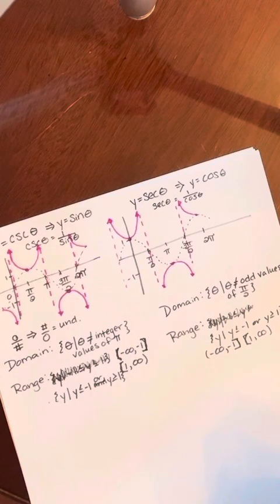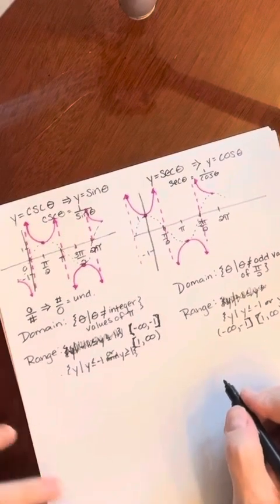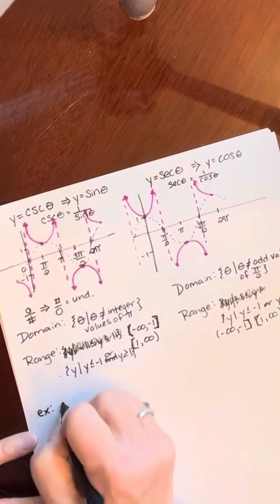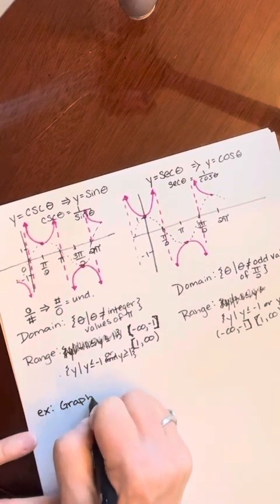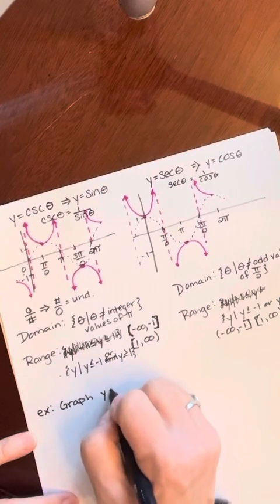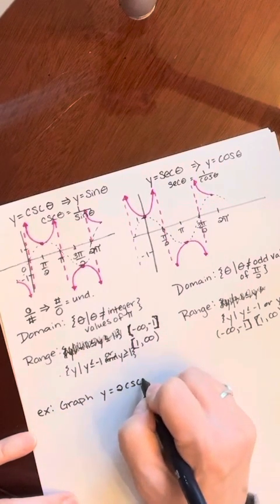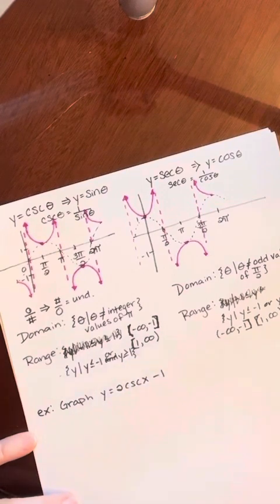All right, so you're doing okay with these? They're pretty straightforward. Should we do an example? Probably should. An example. Let's graph y equals 2 cosecant x minus 1.